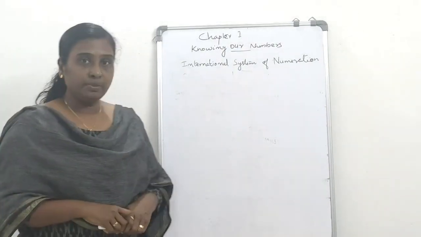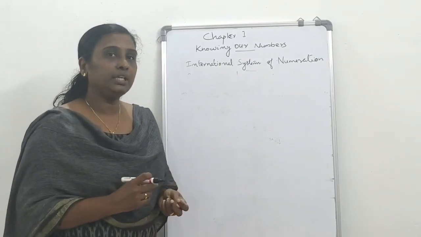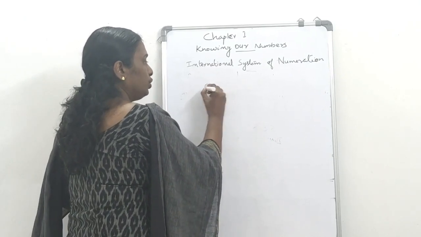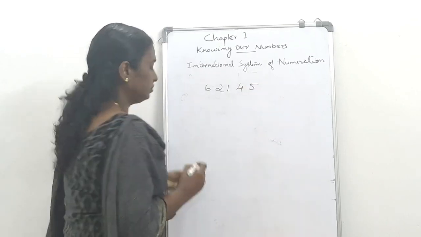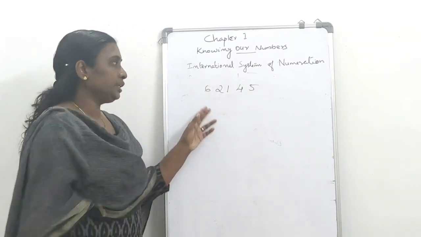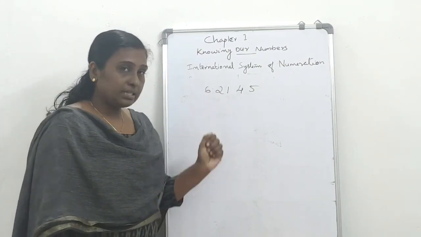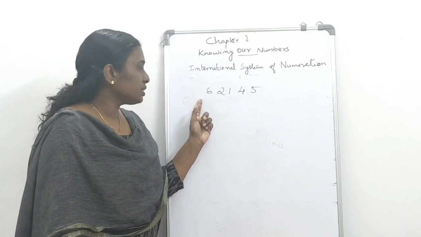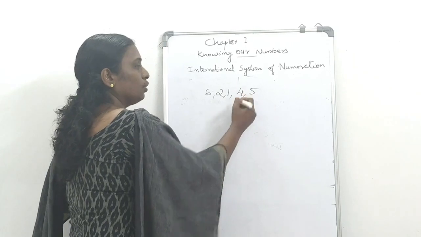Okay. Then the next question is, what is the difference between the largest and the least number that can be written using the digits 6, 2, 1, 4, 5? I repeat the question. What is the difference between the largest and the least number that can be written using the digits 6, 2, 1, 4, 5?